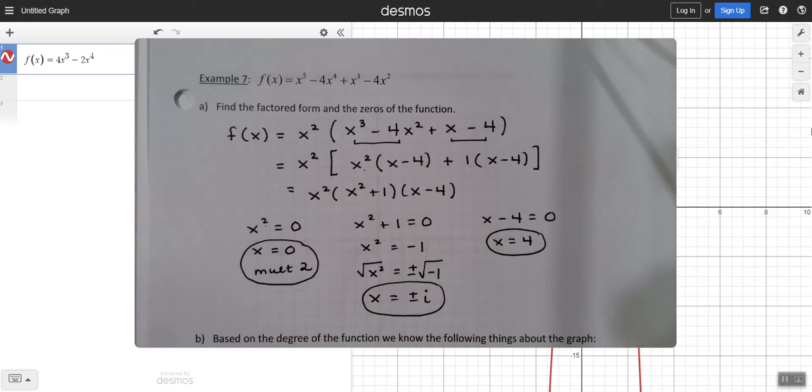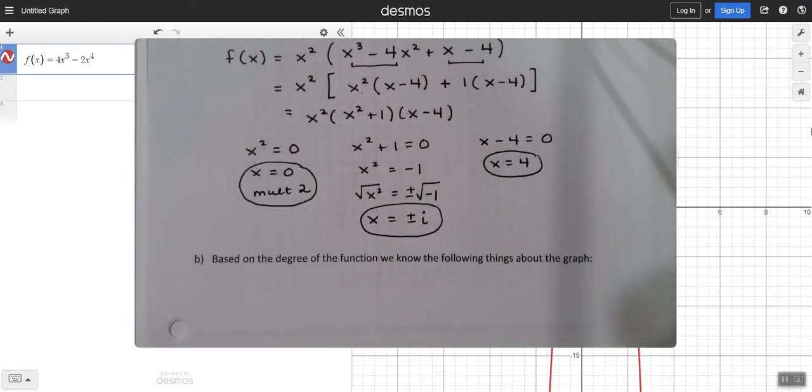So I found all 5 zeros that I know this function had to have, but they're not all x-intercepts, right? The imaginary ones will not give us x-intercepts. We'll note that a little bit further down.